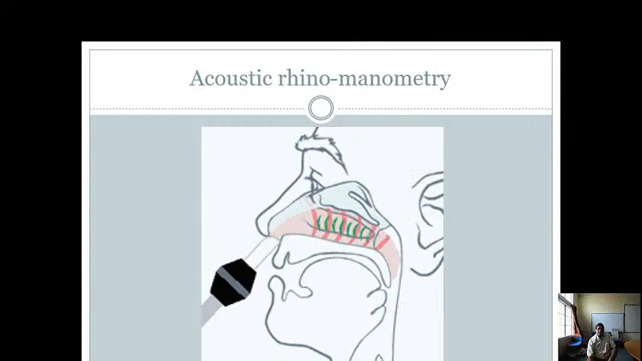Then this is acoustic rhinomanometry. As the air passes through and comes out, it will give us information about air going in and coming out, where exactly the obstruction is that is being felt, and that is graphed. So that is called acoustic rhinomanometry.